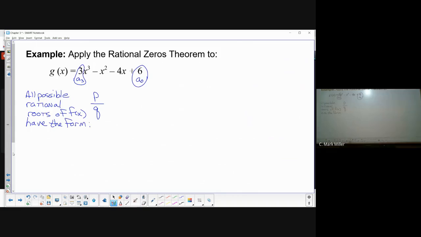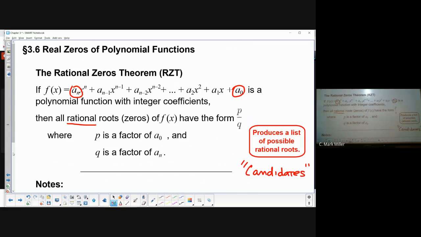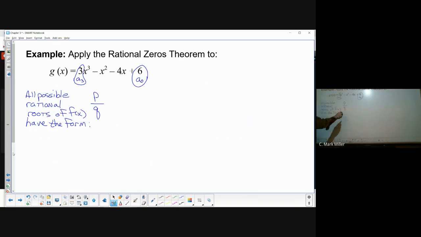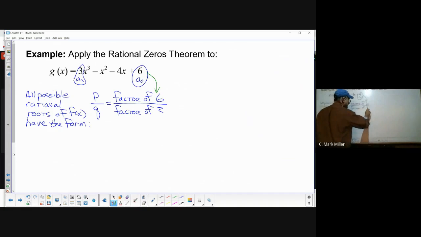What is p? Back here. P is a factor of the constant term. So where p is going to be a factor of the constant term, which is 6, divided by q, a factor of the leading coefficient, which is 3. And that's that one right there.